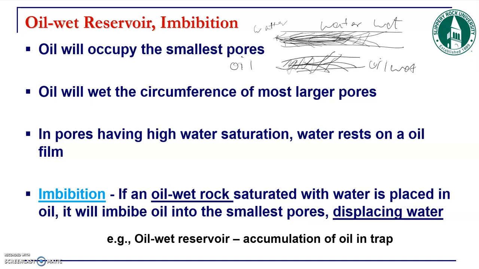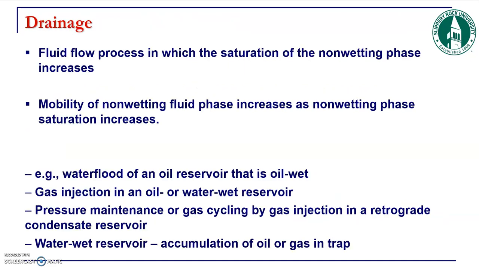All right, so that is the definition. Drainage is kind of the opposite of imbibition. Drainage means that the saturation of the non-wetting phase increases. Okay, in imbibition, the saturation of the wetting phase increases. In drainage, the saturation of the non-wetting phase increases. Assume that you have an oil wet rock, and then you have oil here, right?